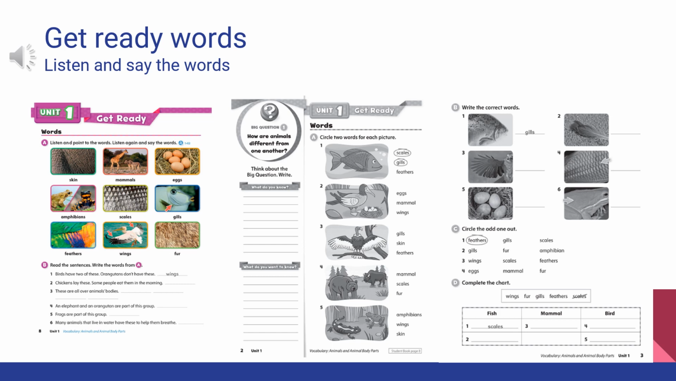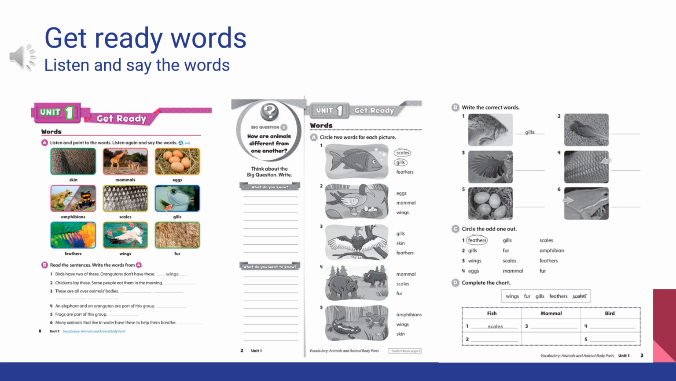Come to the D part now. Complete the chart. You have been given some words in the form of a word bank: wings, fur, gills, feathers, and scales. And you have to write down these words under each column. First one is fish, second column is mammal, and third one is bird column.